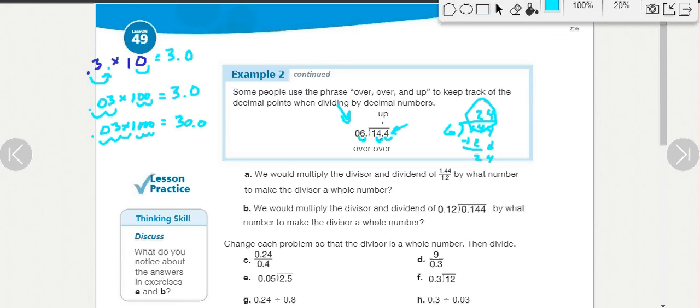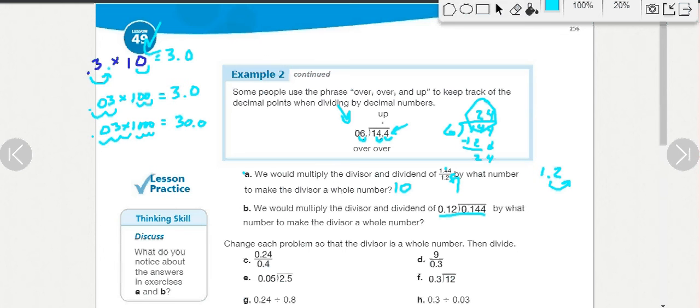Let's talk about letter A. We would multiply divisor and dividend by what number to make the divisor, which is the bottom number, a whole number? Well, it's 1.2. How many spots do we need to move it to make it a whole? Just one. What number has 1 zero? This one, right? We're going to multiply top and bottom by 10 to perform that division. So the answer is 10. Good?